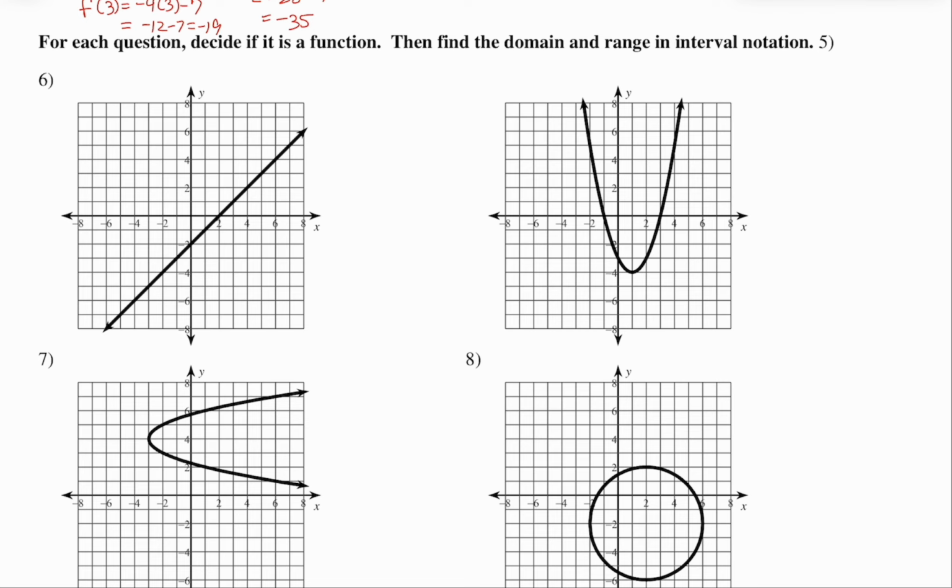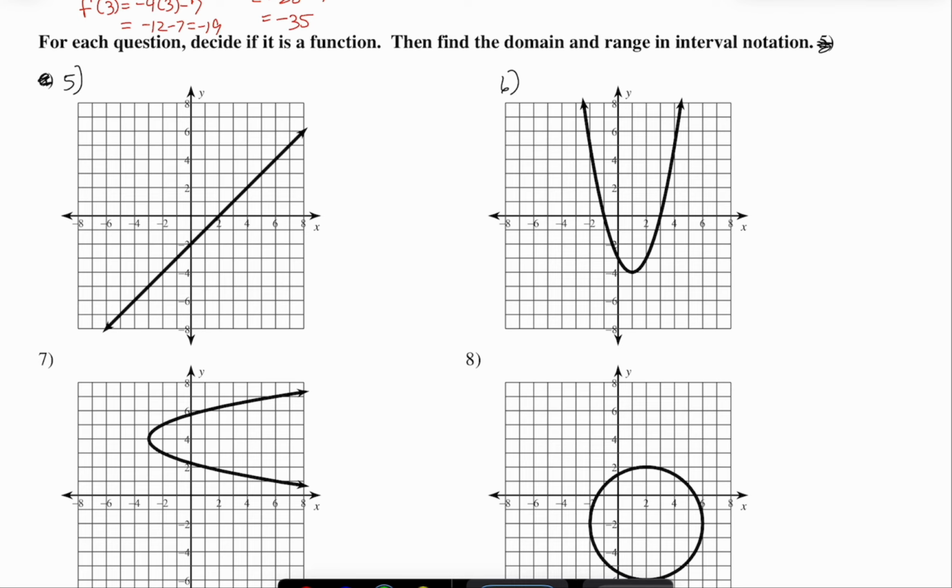For each of these, it says to decide if it's a function, then find the domain and range in interval notation. Okay. So our numbers got a little wonky. Sometimes when I convert this to like a PDF or anything, it is weird. So that's 5, and this is 6. Okay, so to determine if it's a function or not, we're going to do those together.